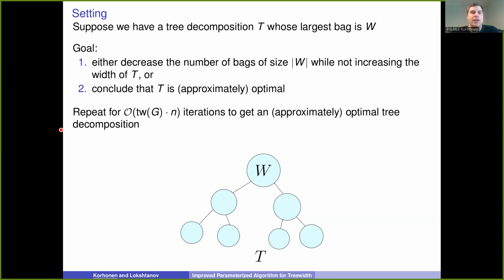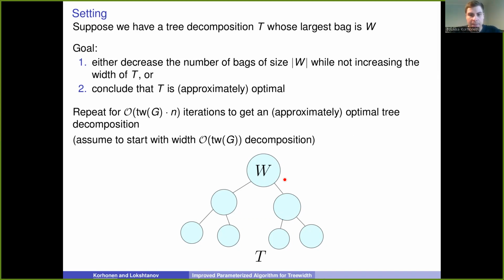So we can repeat this for treewidth times n iterations to get an approximately optimal tree decomposition, or an optimal tree decomposition. And here we can assume we start with a constant factor approximate decomposition, either by using Bodlaender compression or by starting with, like, a 2-approximation algorithm. Yeah, so this is now our setting.